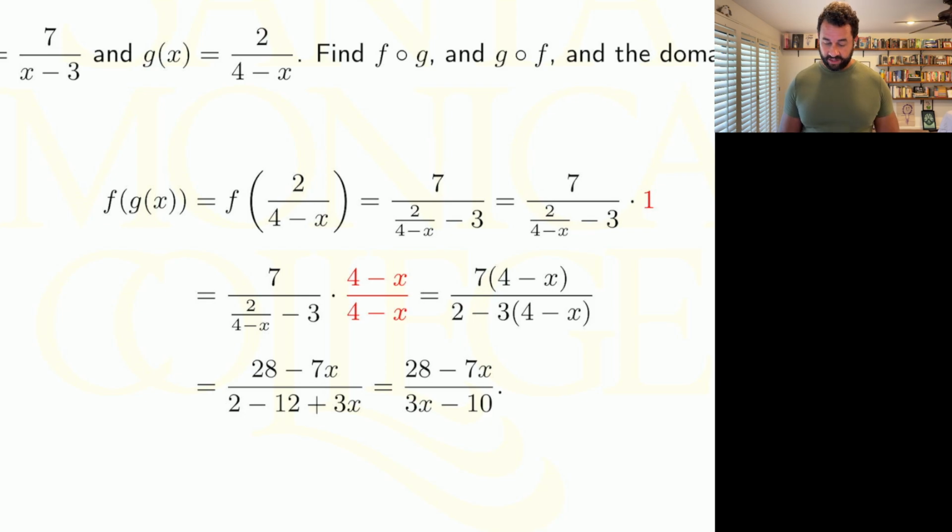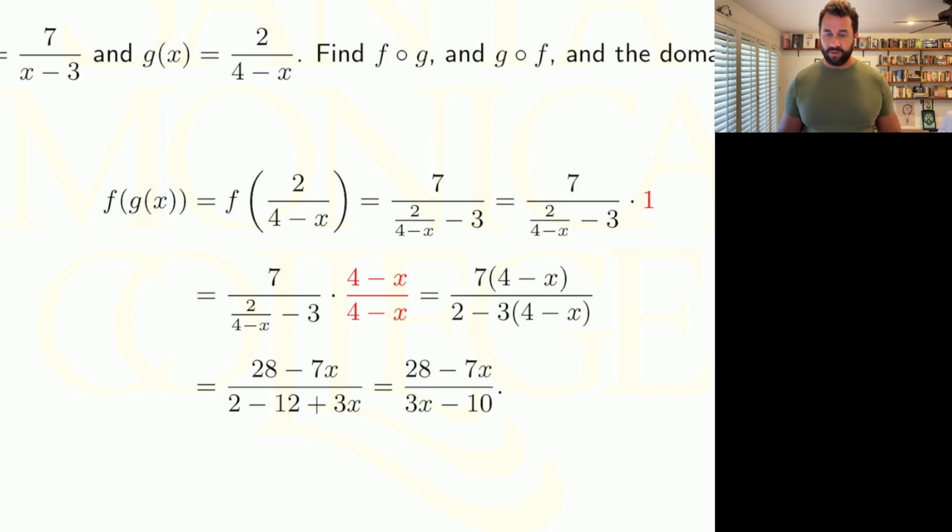We're going to multiply by a clever 1. This is a really, really handy technique, so watch carefully. I don't want to deal with fractions and fractions, at least not in this context, right? So what I'm going to do is write 1 as (4 minus x) over (4 minus x). And check this out. We're going to multiply the big fraction by (4 minus x) over (4 minus x).